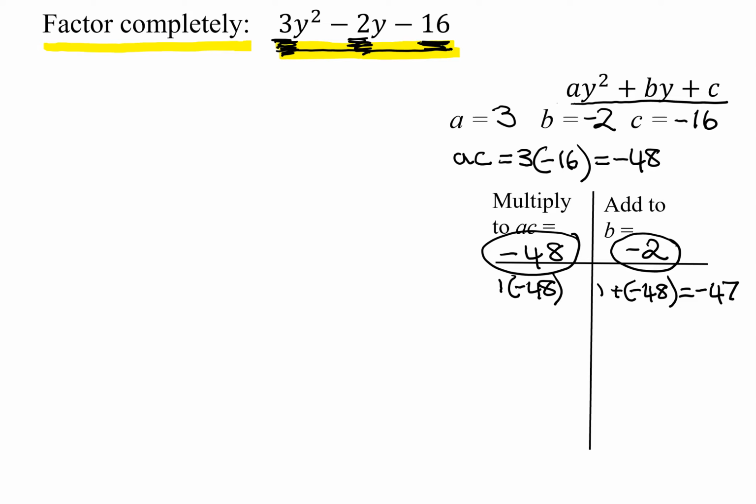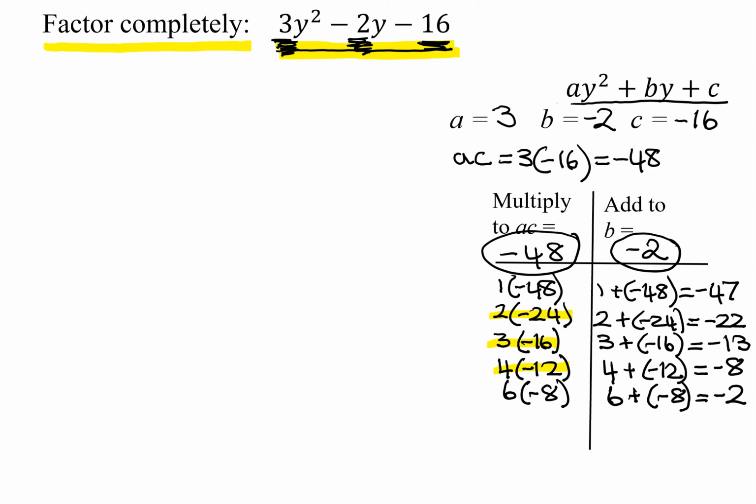But since 48 has so many different ways of factoring it, I'm going to put it on hold while I fill out the table. So you can see 2 and -24 didn't work, neither did 3 and -16 or 4 and -12. But 6 times -8 is -48, and 6 plus -8 gives the -2, which is the answer I'm looking for. Now remember, these numbers are not my factors because in this case, A did not equal 1.